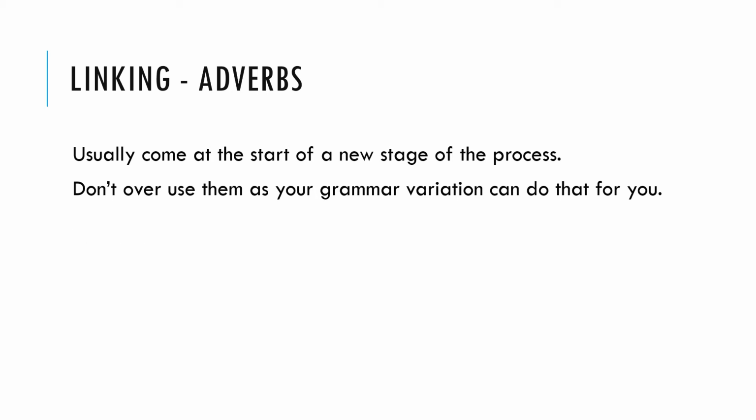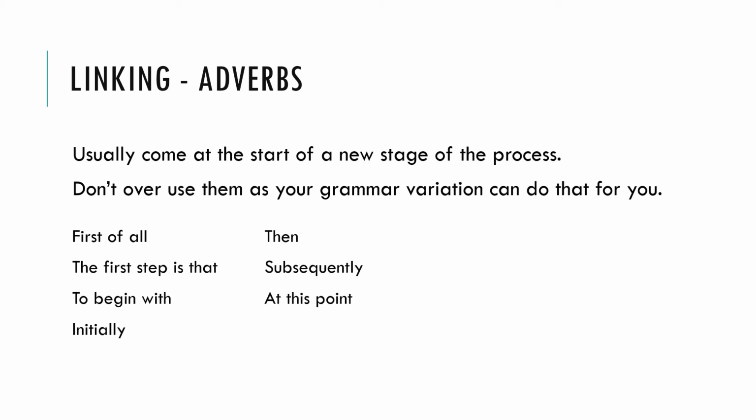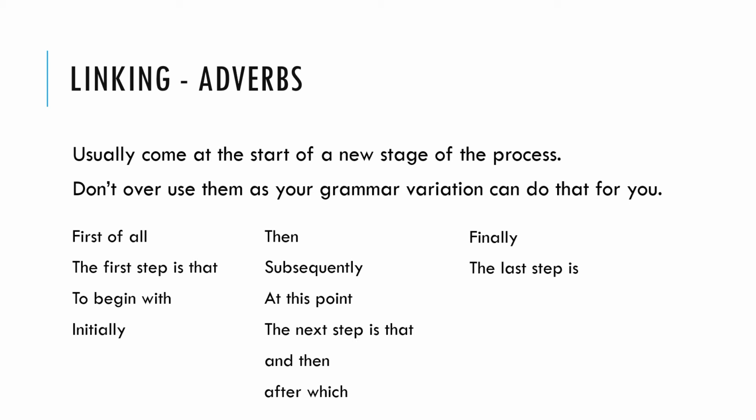So we have some examples. First of all, the first tip is to begin with and initially. Obviously, these come at the first stage of your process. In the middle of the process, we can use then, subsequently, at this point. The next step is that, and then, so we can use them in the middle of a sentence, and after which. We can use this in the beginning and the middle as well if we wish. Then finally, the last step is. So when we're writing our very last step, we can use either of these.